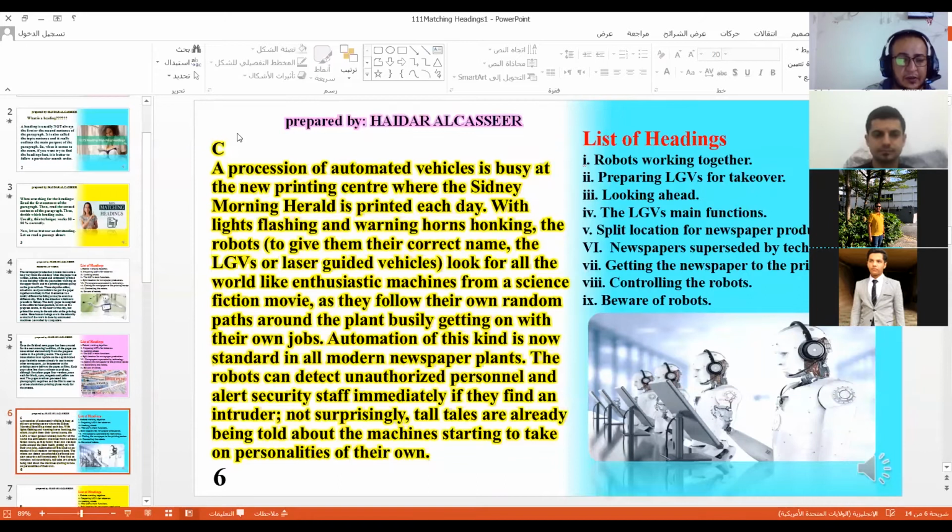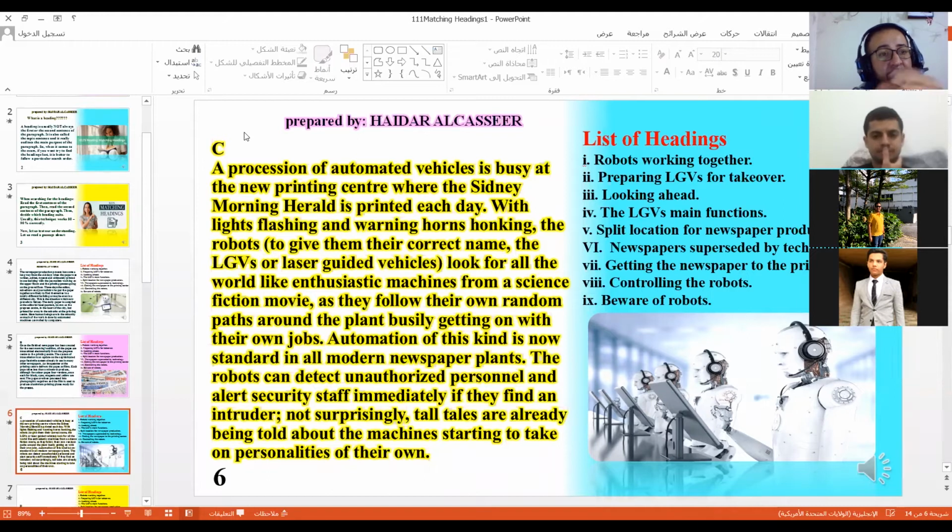Slide number six. Paragraph C. I just want you to pay attention to this one. Pay attention and listen to my explanation. A procession of automated vehicles is busy at the new printing center where the Sydney Morning Herald is printed each day. Let me read it again. A procession of automated vehicles is busy at the new printing center where the Sydney Morning Herald is printed each day.